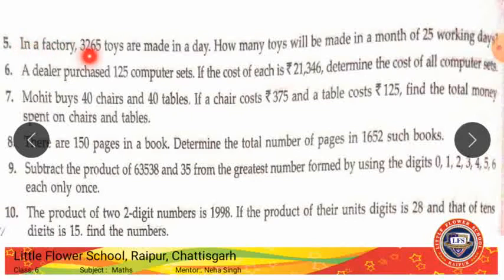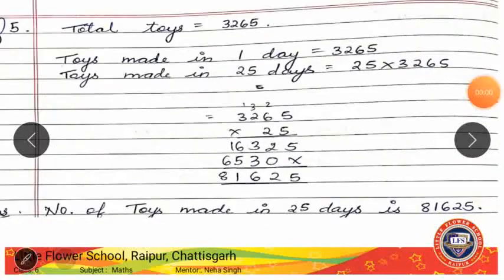In a factory, the total number of toys is 3265. How many toys will be made in 25 working days? You can understand this question through this example.